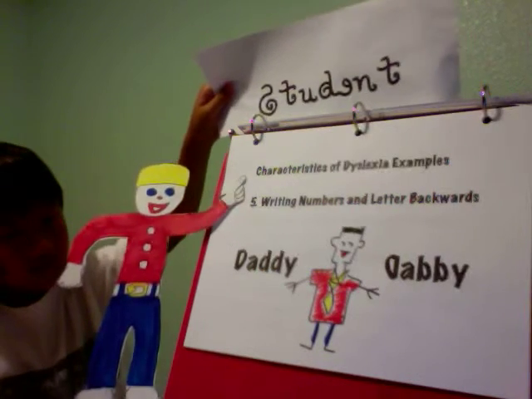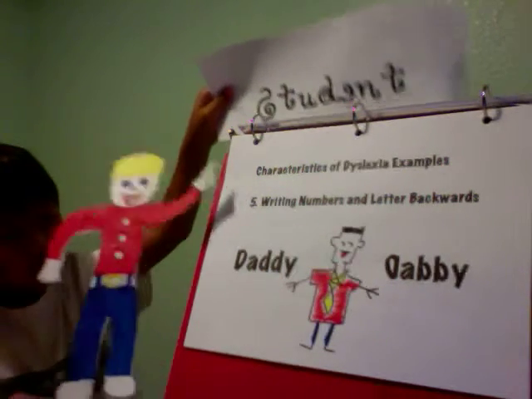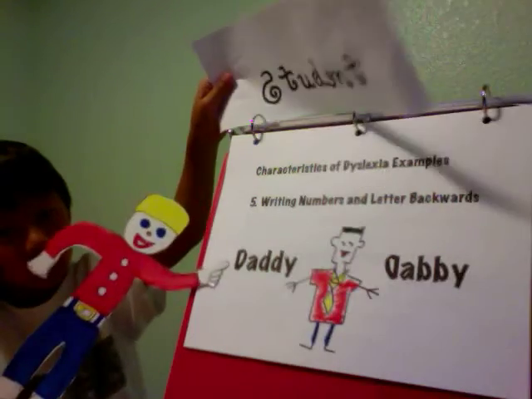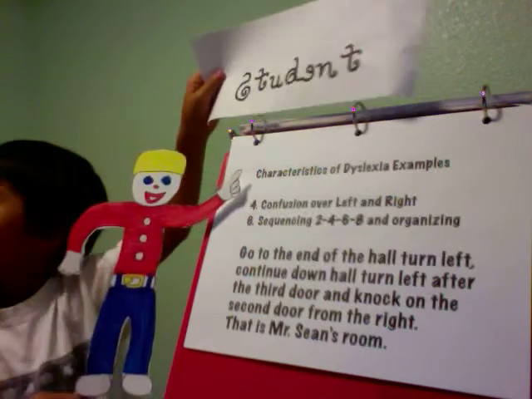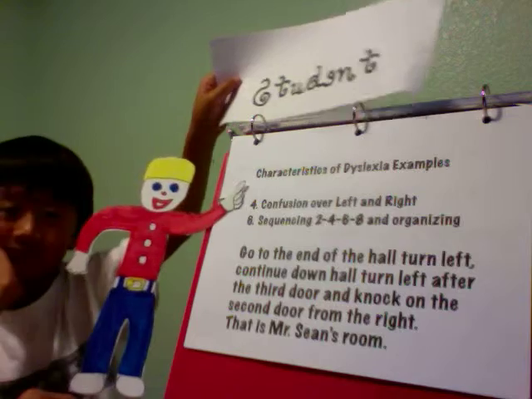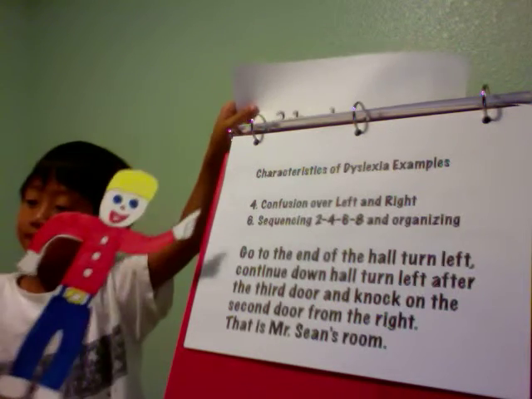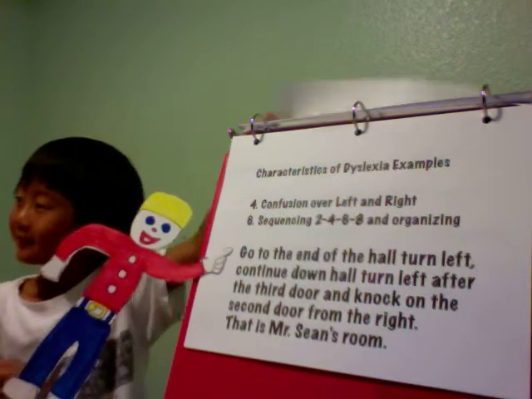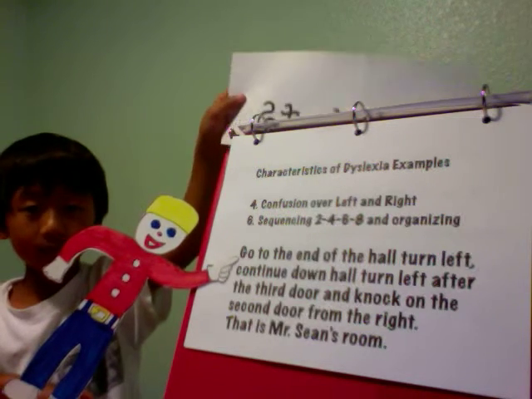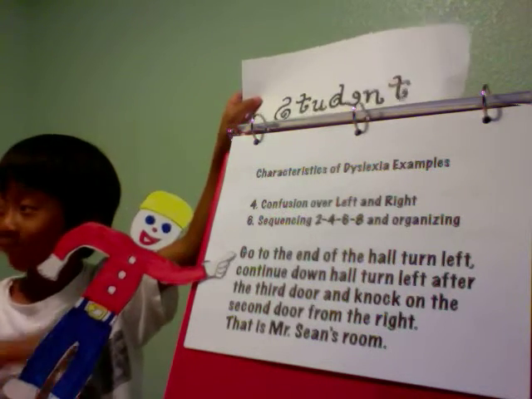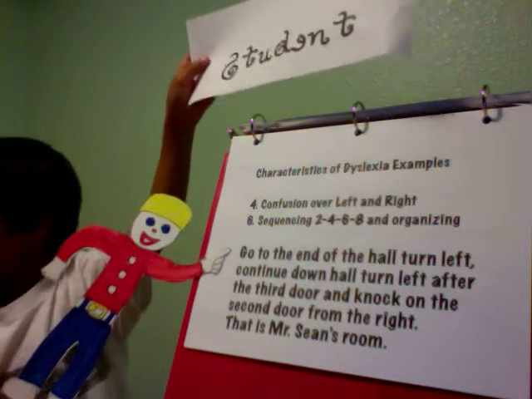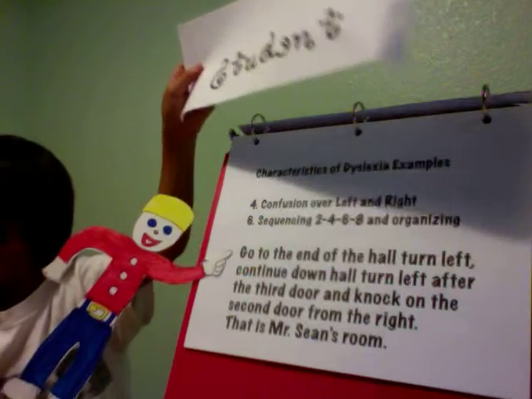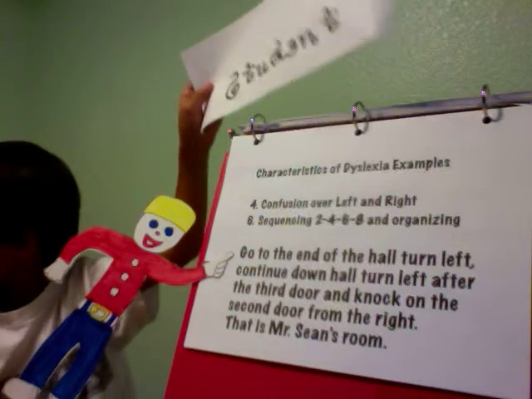Another example is often writing letters backwards. Another example of the characteristics of a dyslexic student is confusion over left and right. For example, a student with dyslexia will have a hard time understanding: go to the end of the hall, turn left, continue down the hall, turn right after the third door, and knock on the second door from the right. That is Mr. Sean's room.